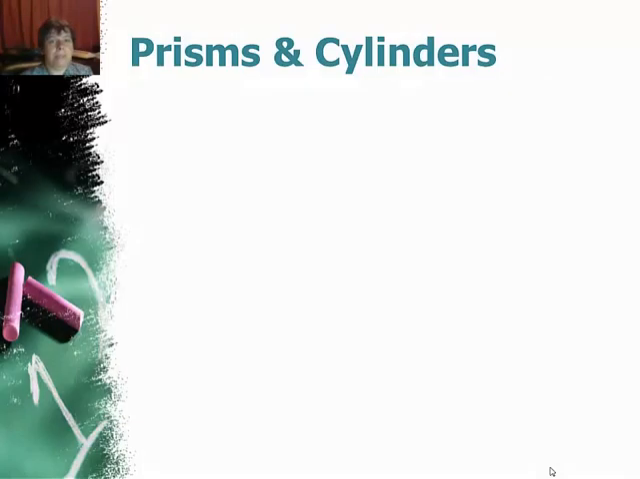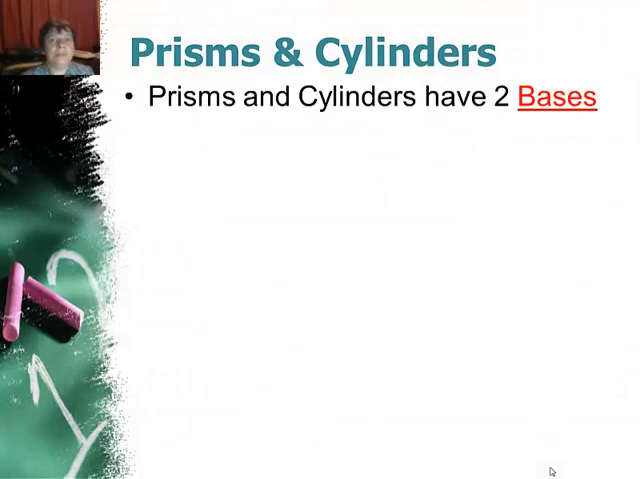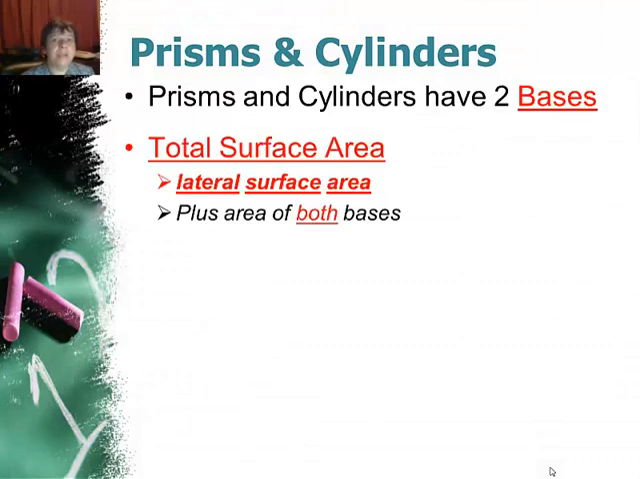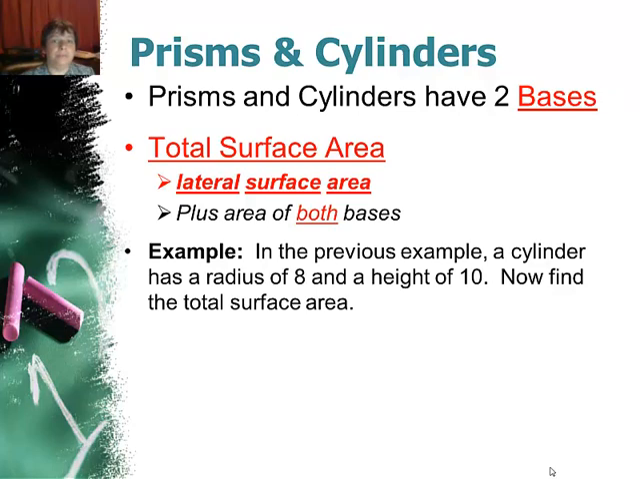All right. So for prisms and cylinders, they have two bases. So the total surface area will be whatever the lateral is, plus 2B. And oftentimes you'll see plus 2B, capital B, on your math chart. For cylinders, it might actually show 2 pi r squared because the base is always a circle.